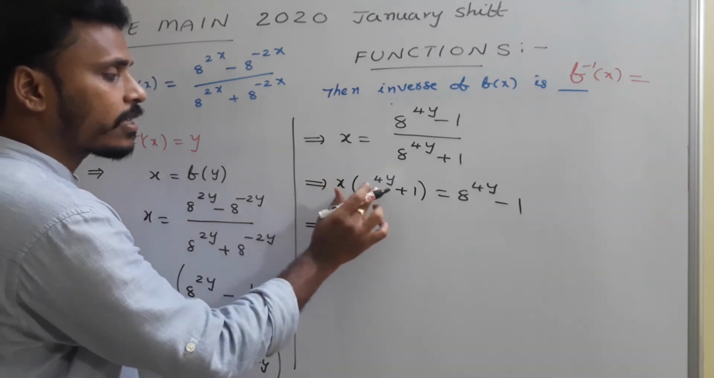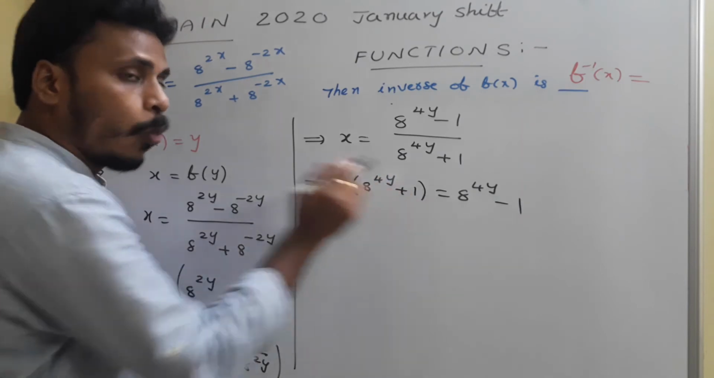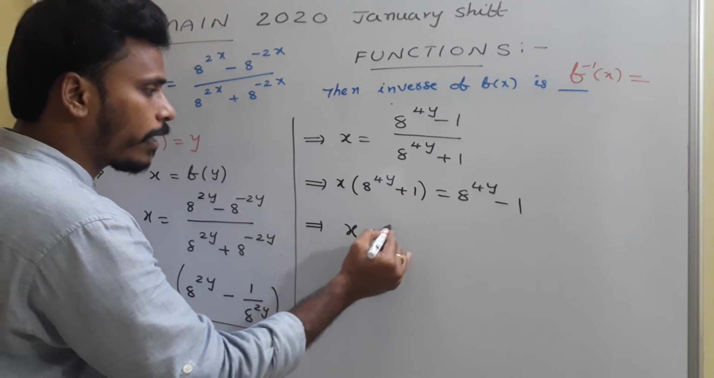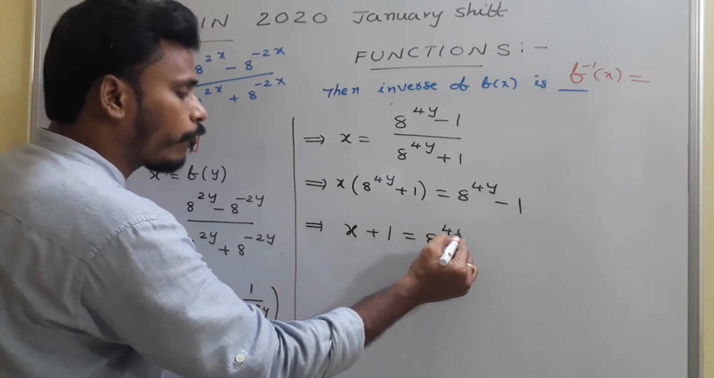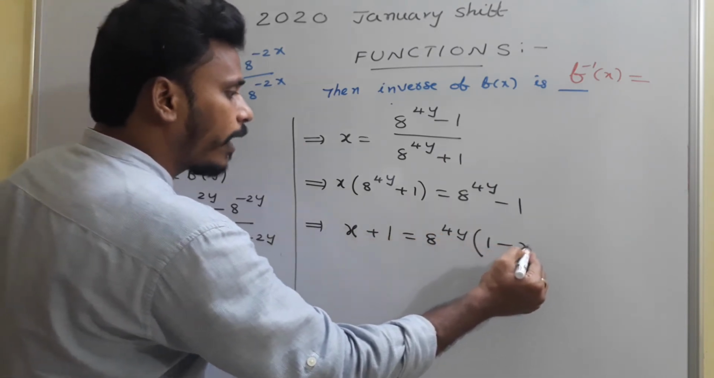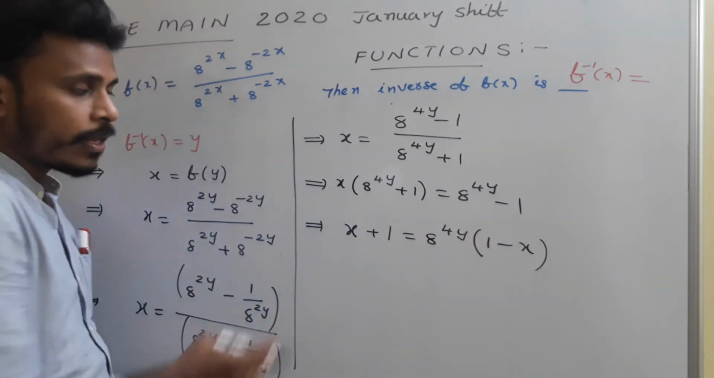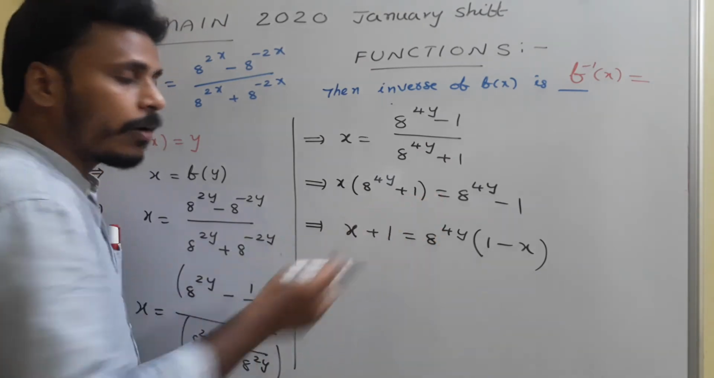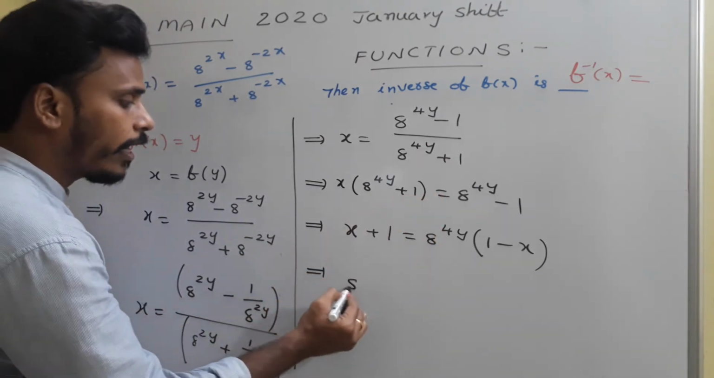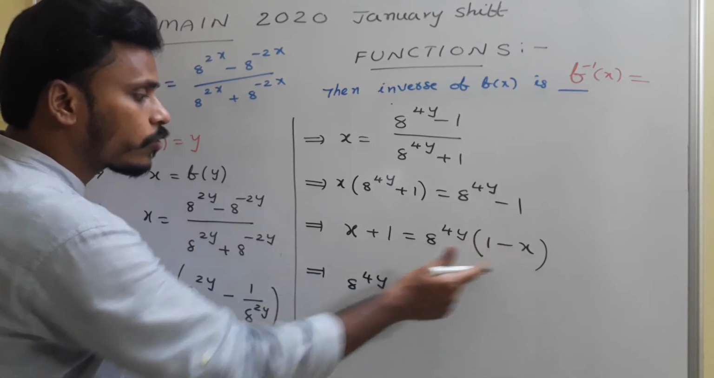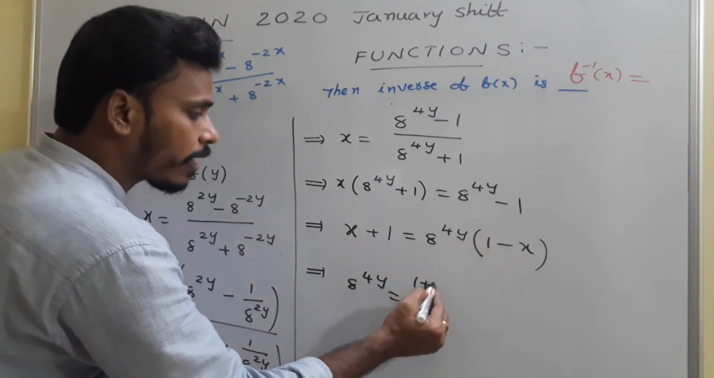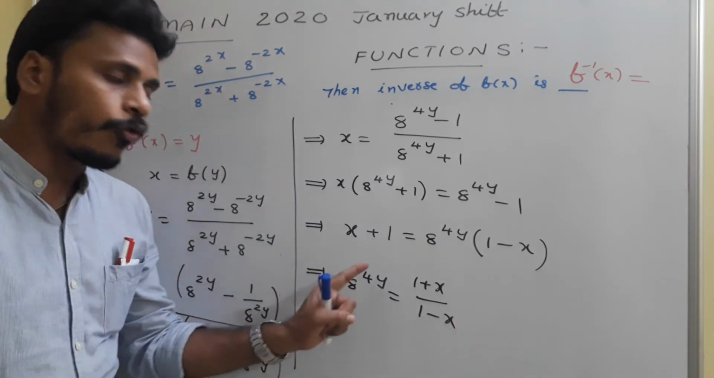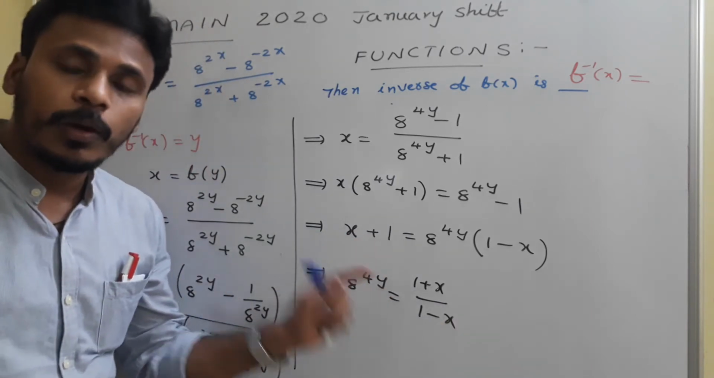See, just look there: x into 8 power 4y, x into 1. x into 1 is x. Send this minus 1 this side, it becomes plus 1, and this side 8 power 4y into 1 minus x. This is 8 power 4y, and this x into 8 power 4y, if it moves that side, 1 minus x. From there 8 power 4y is equal to, send this 1 minus x to the denominator, it becomes 1 plus x by 1 minus x. At the end 8 power 4y is equal to 1 plus x by 1 minus x.